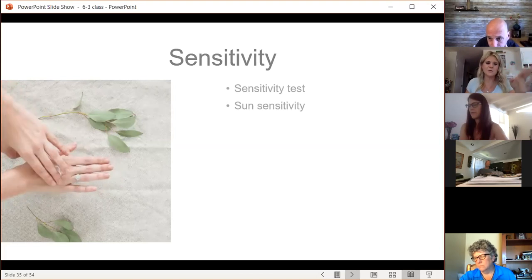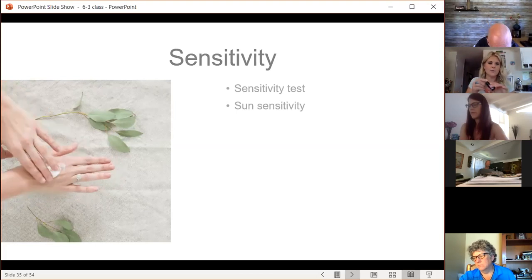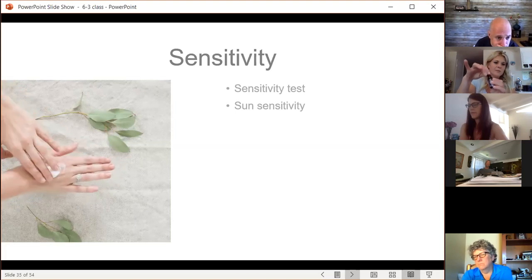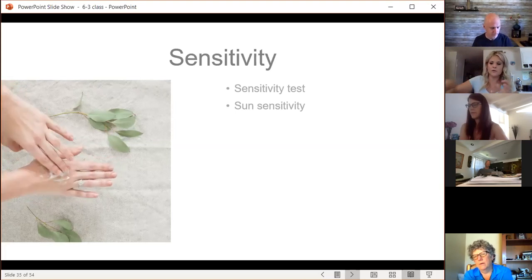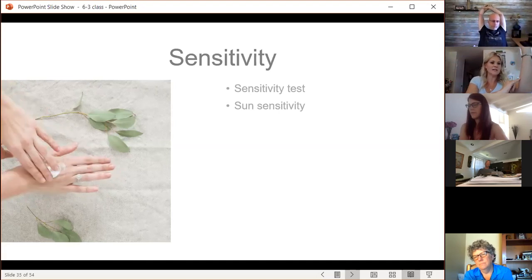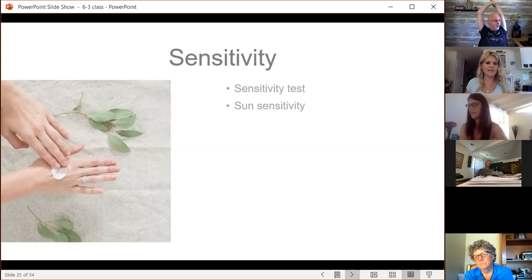But also do what I call a sensitivity test, using a small amount of your essential oil. You can always just run your finger around the rim of the bottle, because that'll give you enough oil. Place it in just one location on your skin, and give it an hour and see if you have any sensitivity to it.